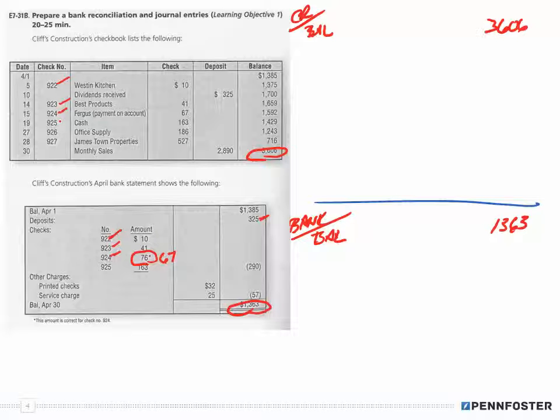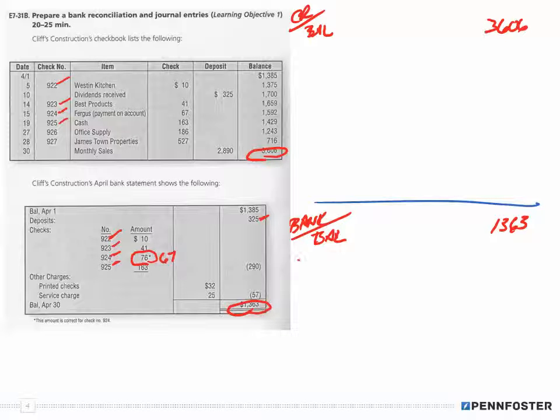925 is cash for 163, which was right here. Then I have checks number 926 and 927. They're not on the bank statement. So since they're on my check register, I need to put them on my bank statement.